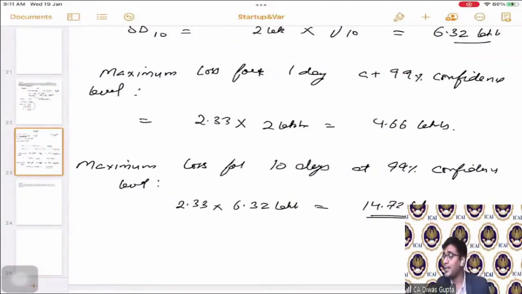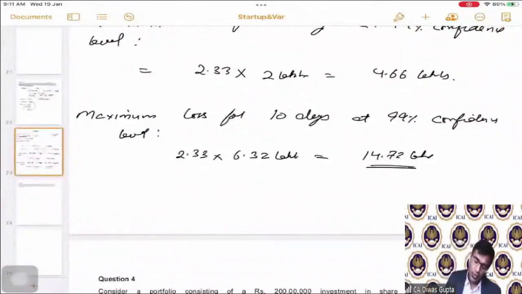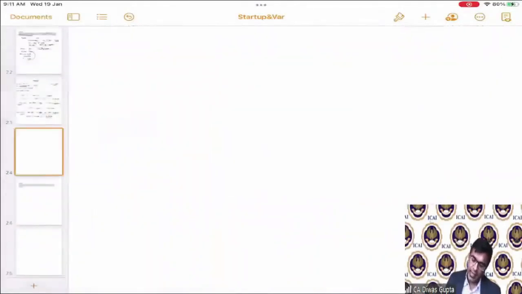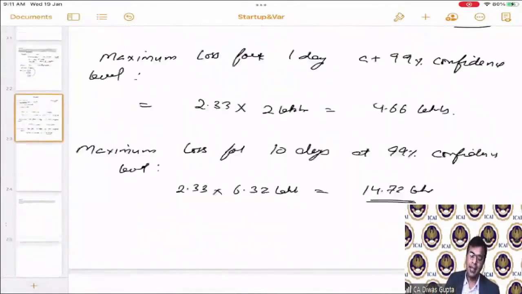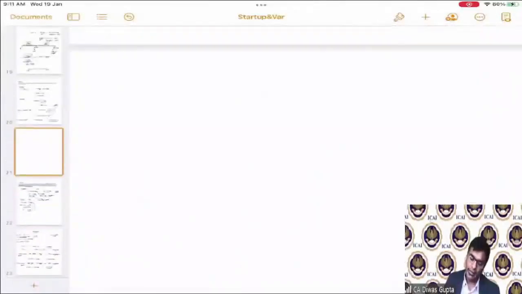Yes, Namita. So Namita is asking, sir, in the 10 lakh portfolio example, why do we say that 5,000 is the minimum loss for 1 day as VAR is for 20 days? Okay, great. So actually now, Namita, if you see, I have represented it in a separate manner. Okay, let me go to that particular example only.